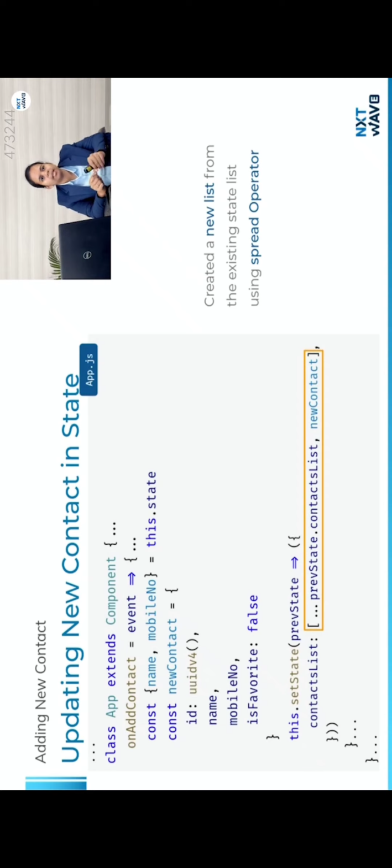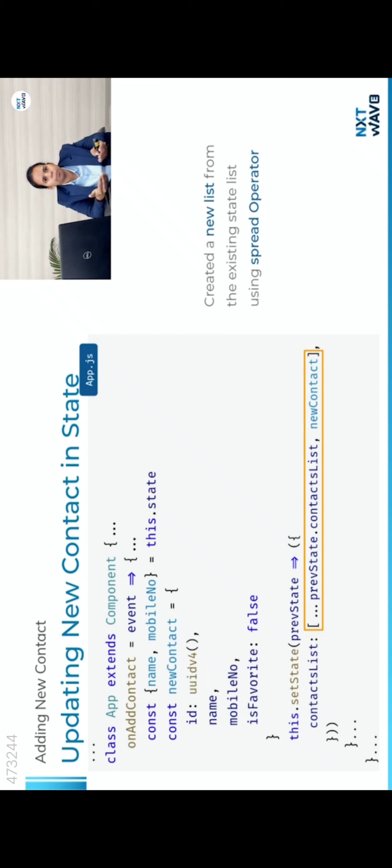There you can see we are creating a new list. From the previous state, we are spreading out the contacts list using the spread operator, and we are adding the new contact, and together a new list is being created and assigned to the contacts list. Using the spread operator, we have accessed all the previous contact items present in the list, and we are adding the new contact, and the new list is being assigned. So this is how we are creating. You might be wondering, why are we doing it like this?